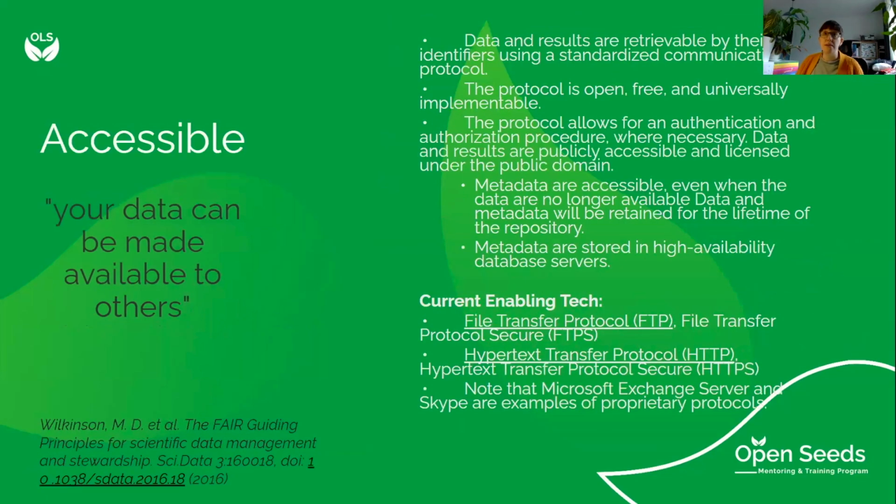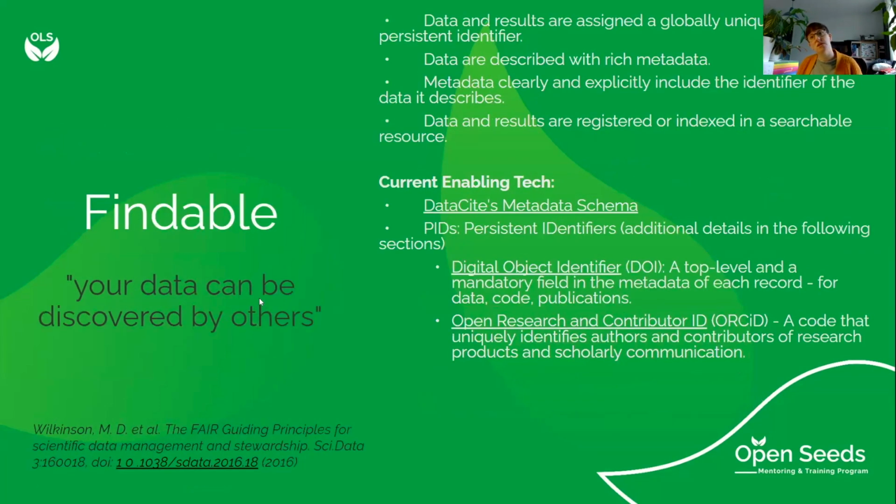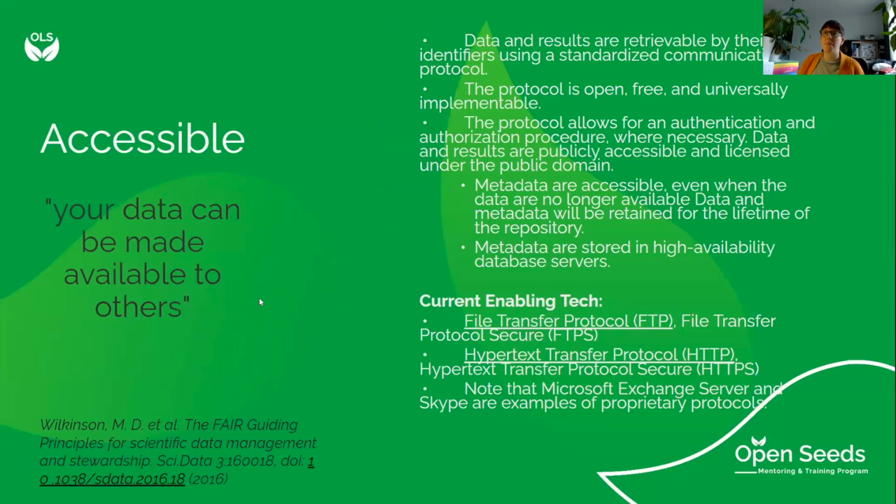If we talk about accessibility, again, coming back, the data can be made available to others. So findable is that it can be discovered. Accessible is that it can be available. It is not enough that you put it in a repository if it is only your university's repository and someone from outside the university cannot really access it. So it's very important that the protocol is open, free, and universally implementable.